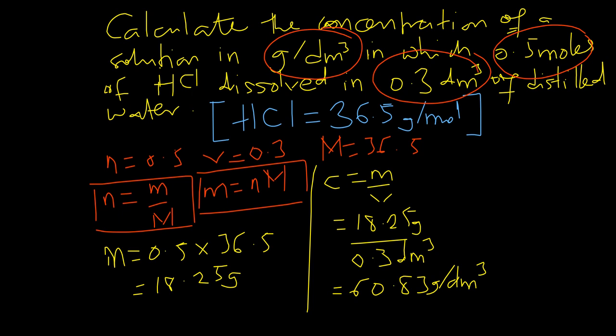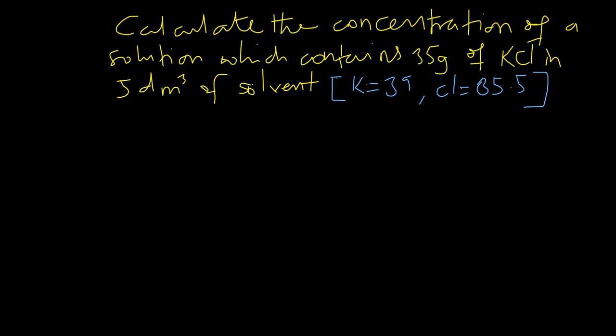Let's look at another example. In this example, we've been asked to calculate the concentration of a solution containing 35 grams of potassium chloride in 5 dm cube of solvent. So the mass given to us in the question is 35 grams.